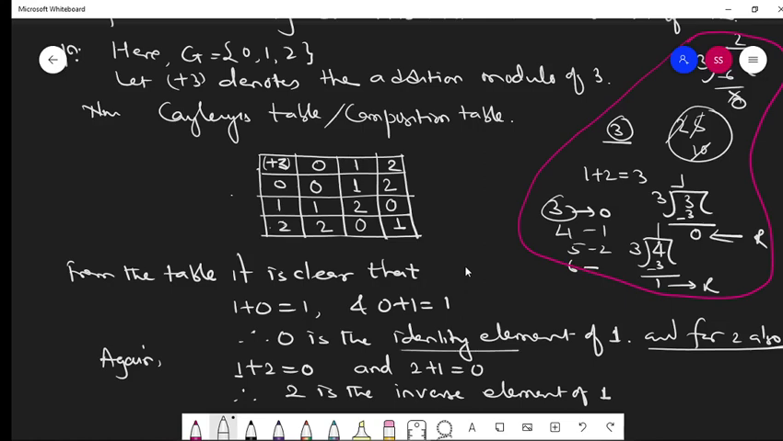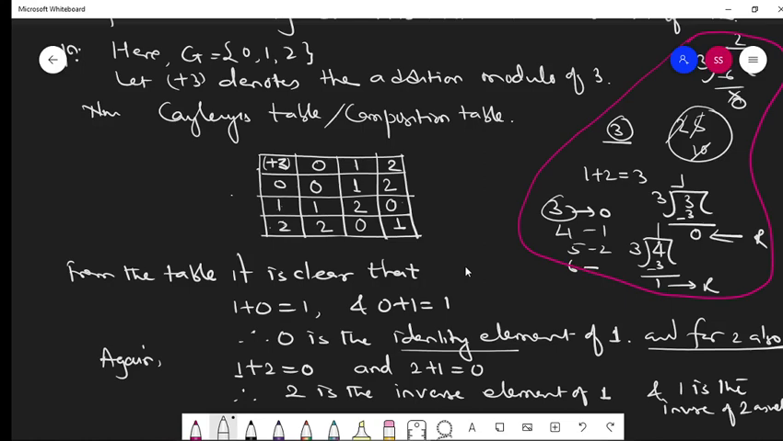Now we have to move to the inverse element. Inverse means what? The sum should be 0. If the sum of two numbers is 0, then that number is the inverse number. So 1 plus 2 equal to 0, that's why the inverse of 1 is 2. Similarly, inverse of 2 is 1, 2 plus 1 is 0. 2 is the inverse of 1, and 1 is the inverse of 2 as well.